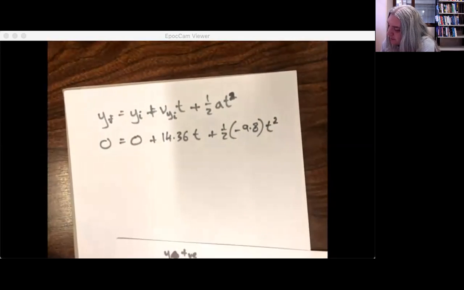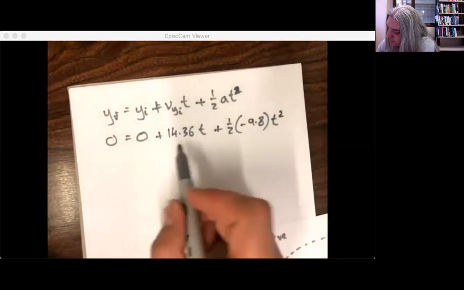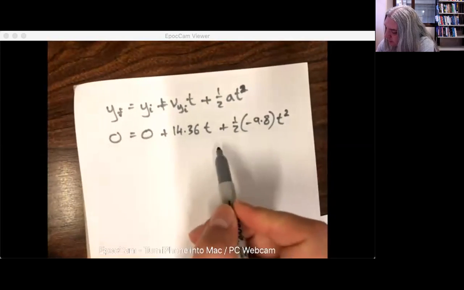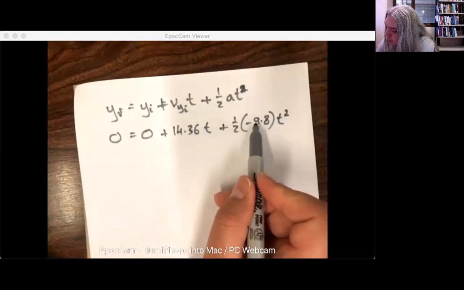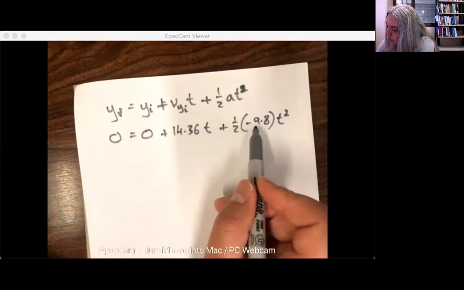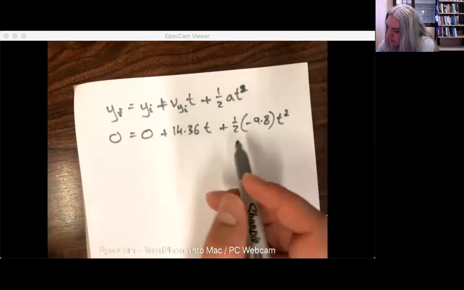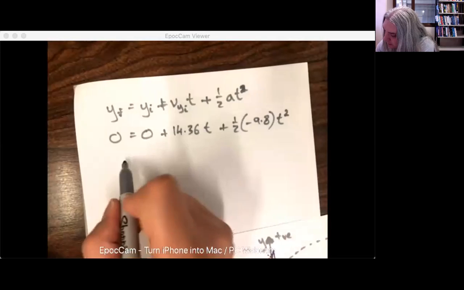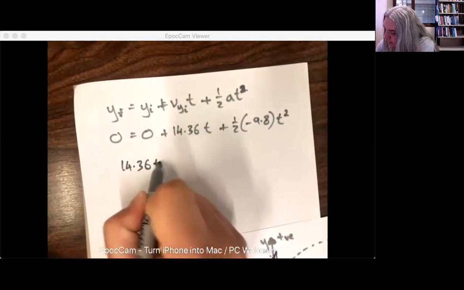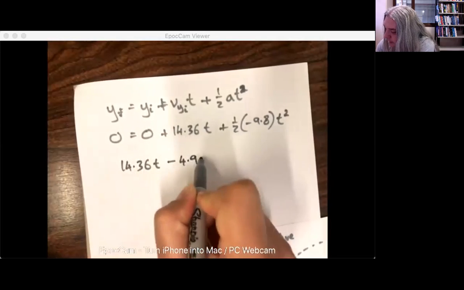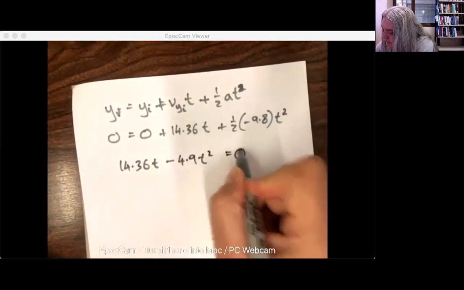Now we can just do math. This is just solving the math problem. We've got zeros, which you can ignore. This is a negative number, 9.8, so we're going to get negative 4.9 times t squared. I'll leave 0 on one side. So we've got 14.36t minus 4.9t squared is equal to 0.